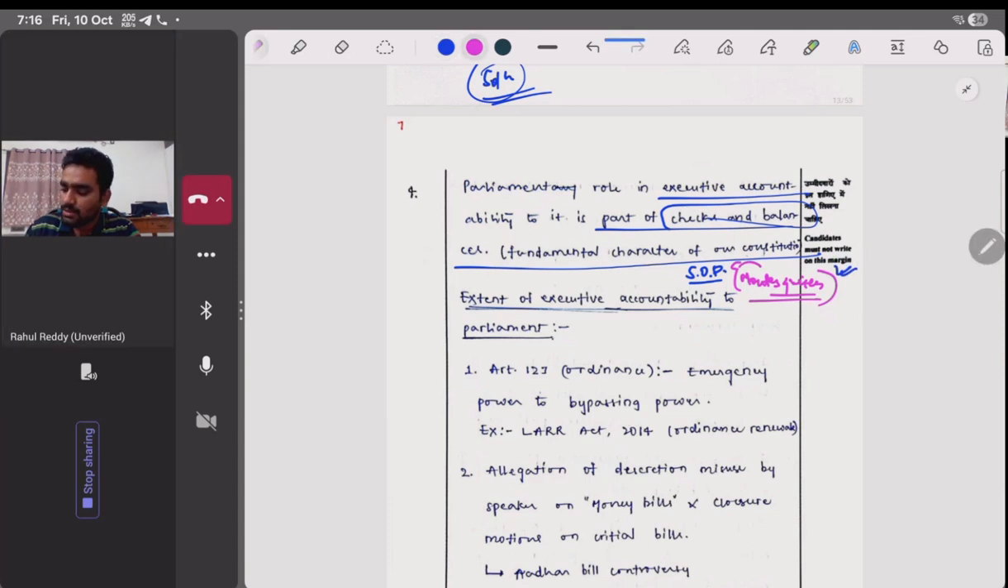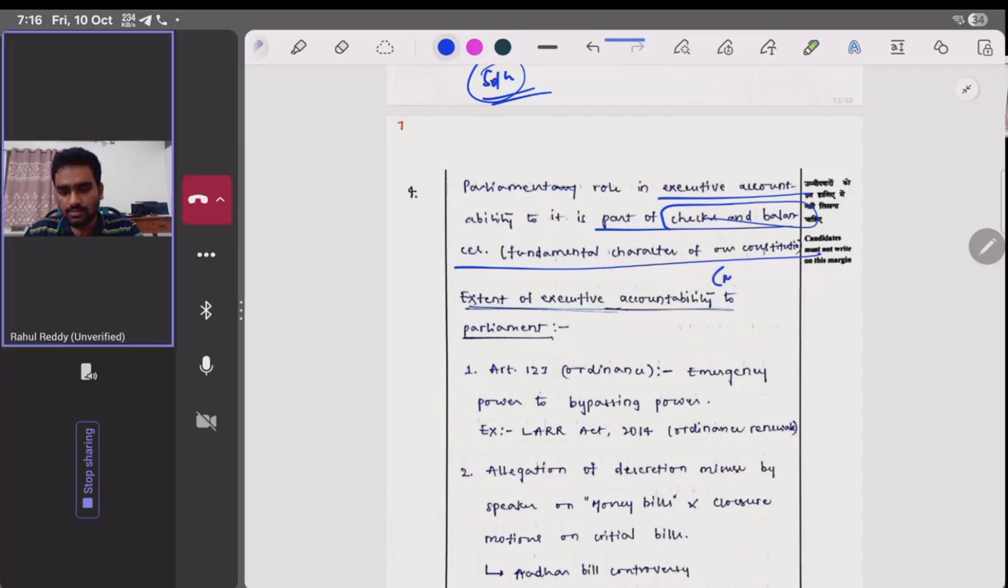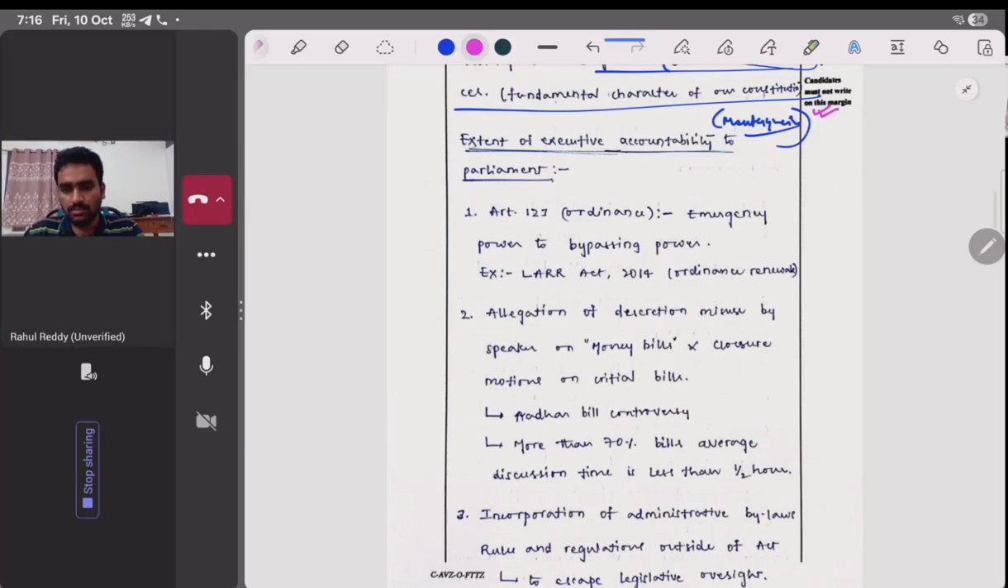You don't have to write many things. You just have to make the mentioning of the name Montesquieu in bracket, right? Nothing. Just here you can mention Montesquieu. That's enough. It will provide an edge to your answer, right?